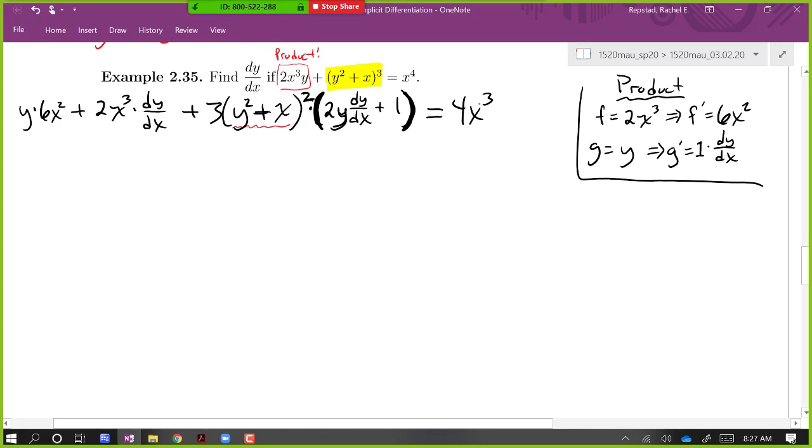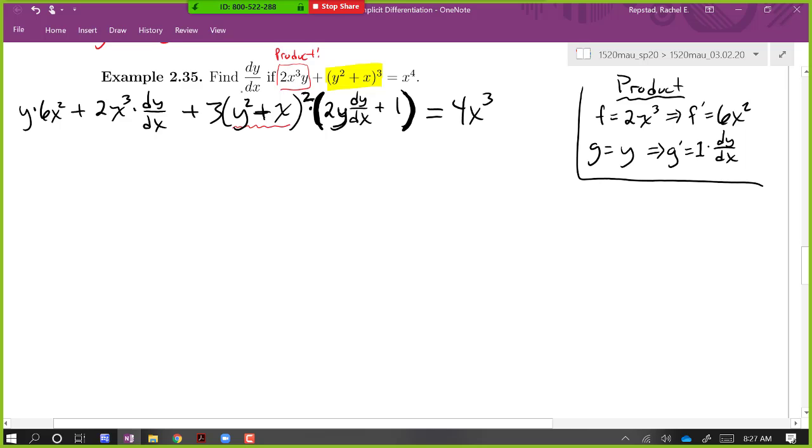So this one had a product rule, so did the last one. This one had parentheses to a power, and the stuff in the parentheses had a y in it, which means that one of the places where we see dy dx show up for us is inside a set of parentheses.